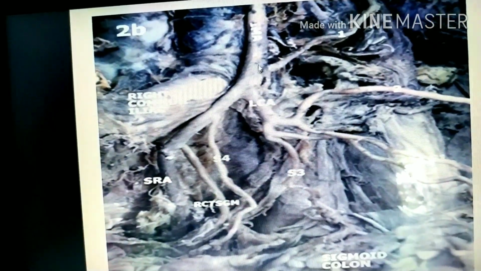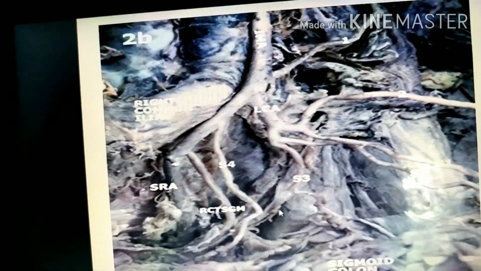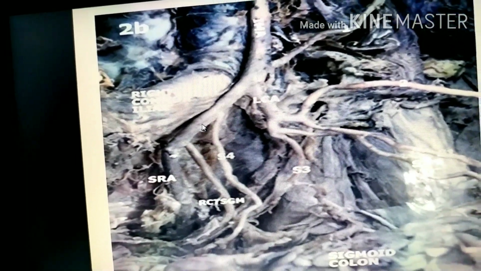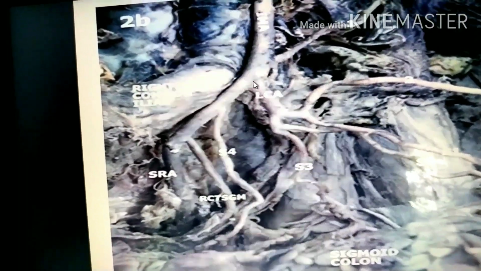So in this dissected part of the inferior mesenteric artery, this is a left colic artery, then these are the sigmoidal branches, and this is a superior rectal artery, which is a continuation of the inferior mesenteric artery.